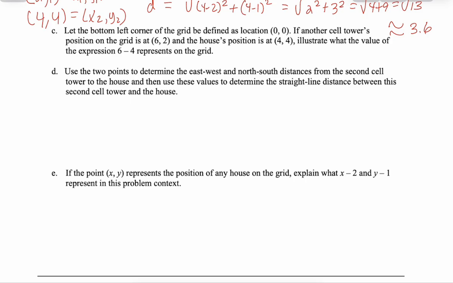So it says, if the point (x, y) represents the position of any house on the grid, explain what x minus 2 and y minus 1 stands for. So if we are at some point (x, y), and now we are at some point (x minus 2, y minus 1), the minus 2 is saying we are going to the left 2, and here we are going to the right 1. No, I'm sorry. We are not doing any of those things. The y value, when you subtract 1, it takes it down.